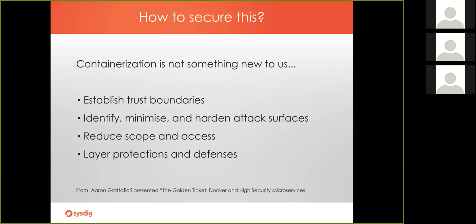Now, when we say we should be adopting microservices and we should run those in containers, it's not really that different. The same security recommendations can still be applied. That would be, first, establishing trust boundaries, and what do you trust when deploying things in your infrastructure? Second, identify, minimize, and harden attack surfaces. Third, reduce scope and access, and layers of protection and defenses. This still applies when using containers.